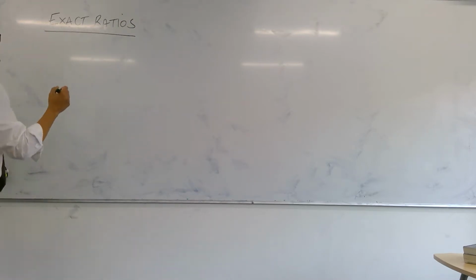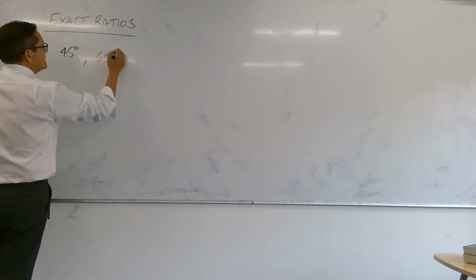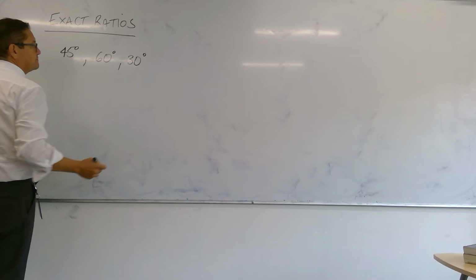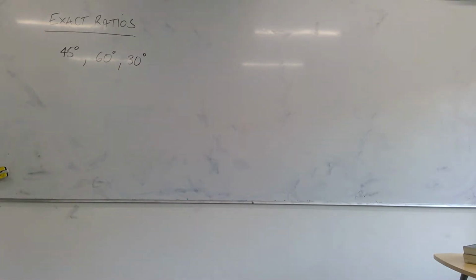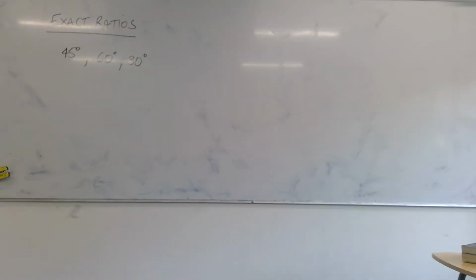Now, exact ratios work with this: 45 degrees, 60 degrees, and 30 degrees. They're the 3 angles that we use for exact ratios. And to do exact ratios, we actually have to construct 2 triangles.